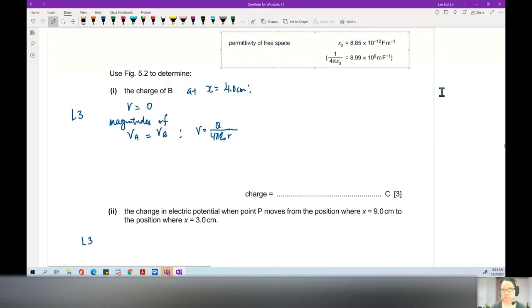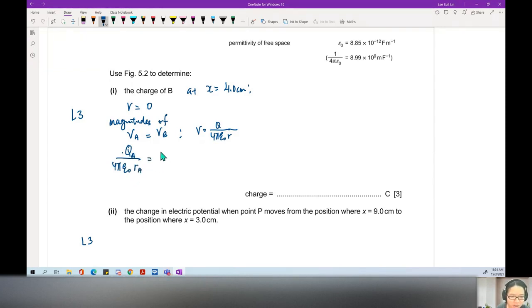Okay, so from the data sheet, we got this. You decide which one you want to use, but I don't need either one because this is QA over 4 pi epsilon naught RA, and this is QB over 4 pi epsilon naught RB. It can cancel, so I don't have to worry about it. You can choose to substitute epsilon naught or just the 1 over 4 pi epsilon naught value, which is what I tend to do.